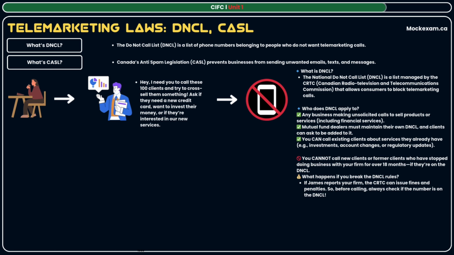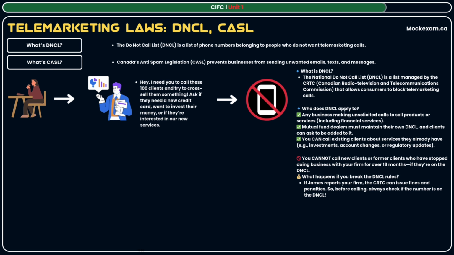They should have a system in place for blocking these calls and text messages that the scammers do. Now, this is about DNCL. So you called those 100 clients, just like your manager asked, and none of them were on the DNCL, fortunately.